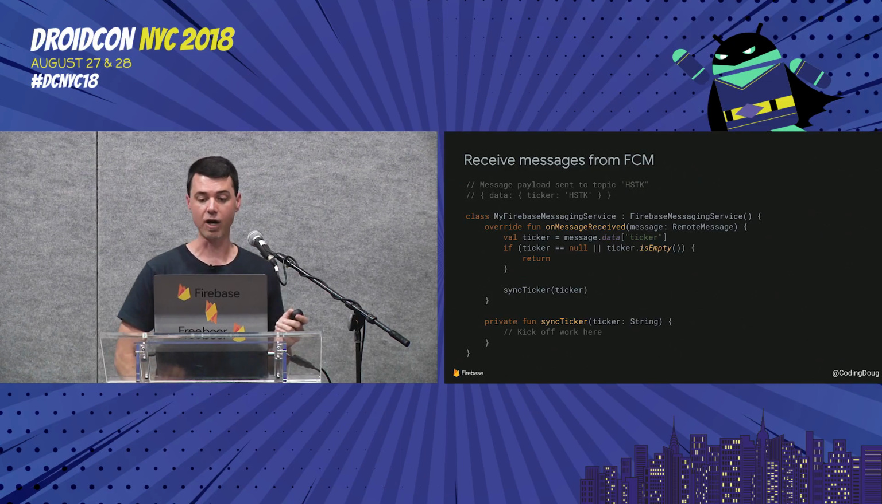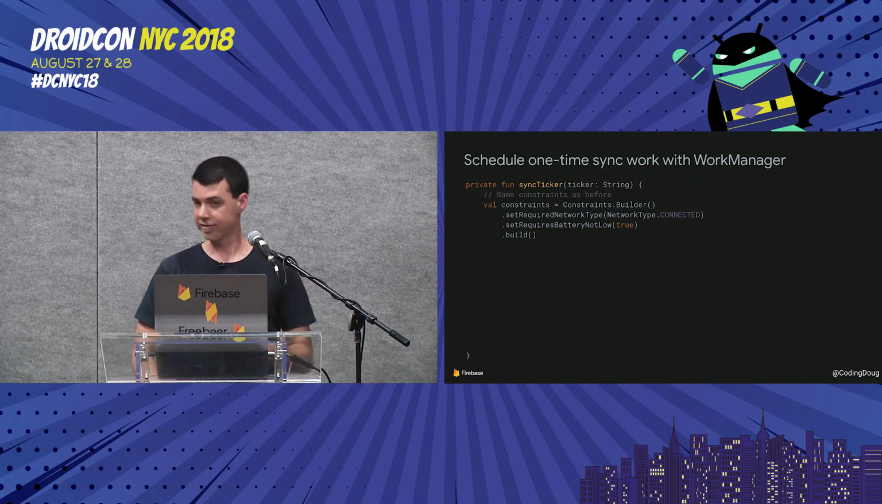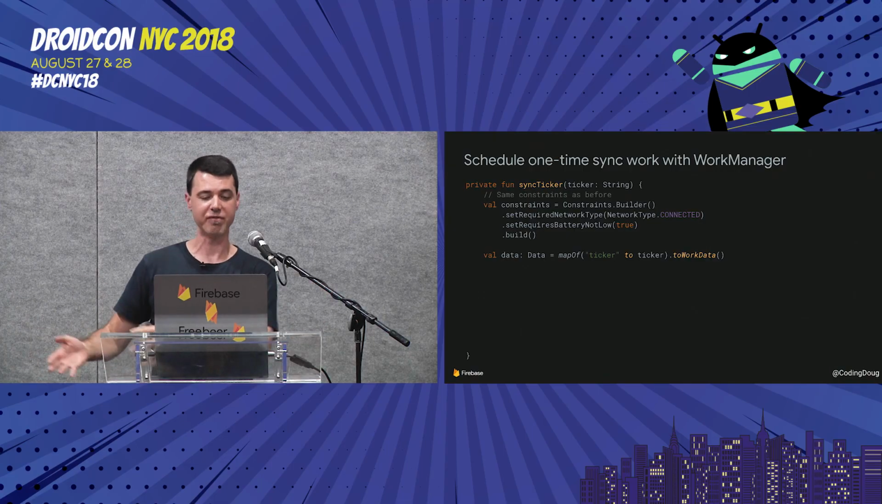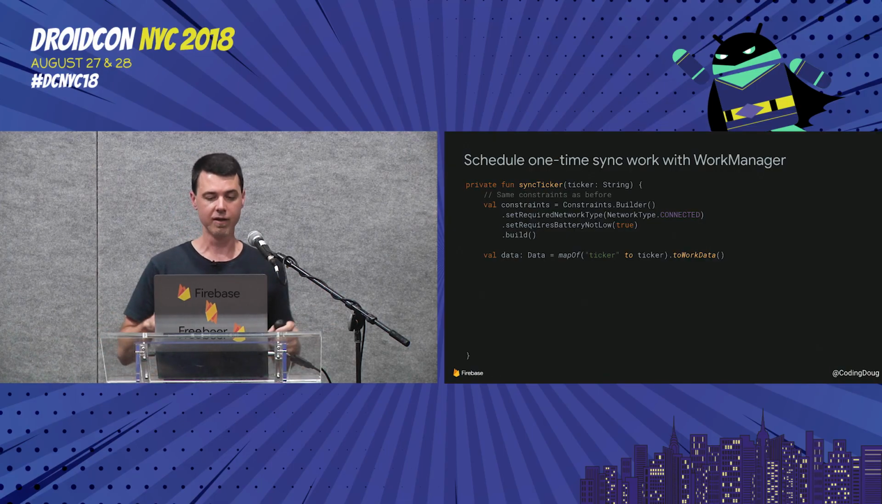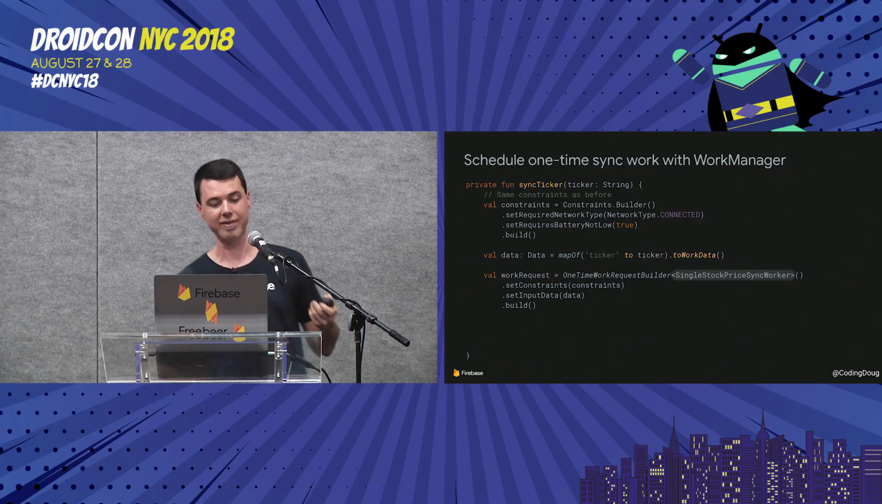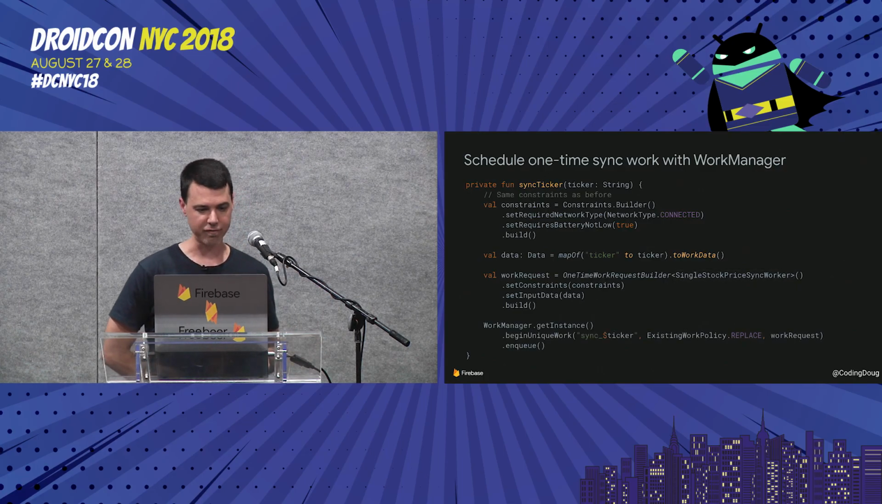To schedule a sync, all we have to do is create some constraints like we did before for Work Manager. We'll create a data payload for the job. This data payload is basically here to let Work Manager serialize the job if it needs to. So you have to create this work data. It's a data object you call, get the data, build it, and then pass it off to Work Manager.